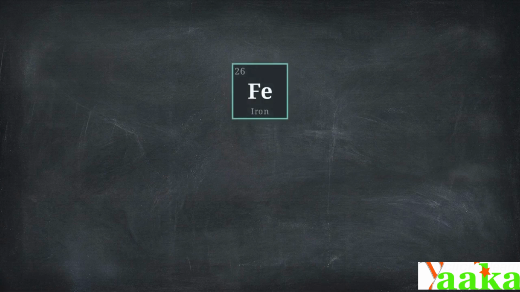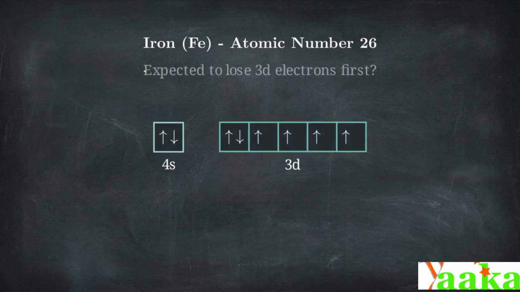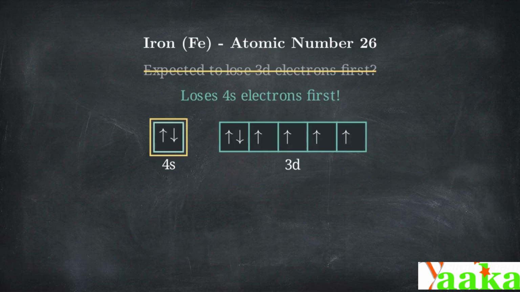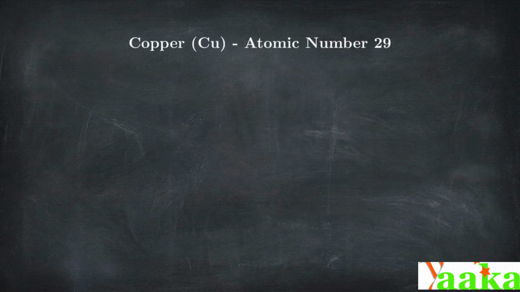Take iron, atomic number 26. When iron forms a positive ion, you might expect it to lose its highest energy, 3d electrons first, but it actually loses its outermost 4s electrons before the 3d electrons are touched. To form an Fe2+ ion, those two 4s electrons are stripped away, leaving a stable 3d6 arrangement.